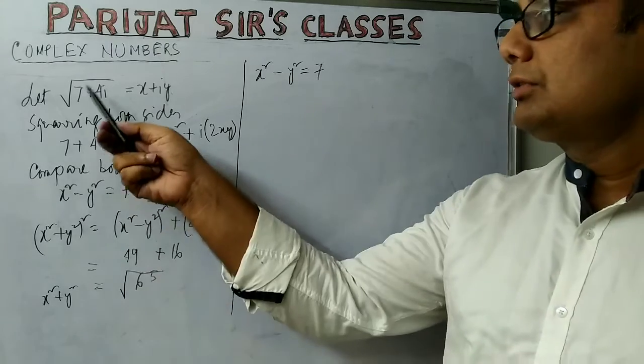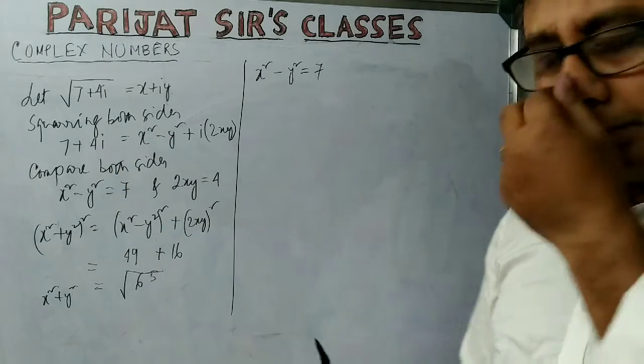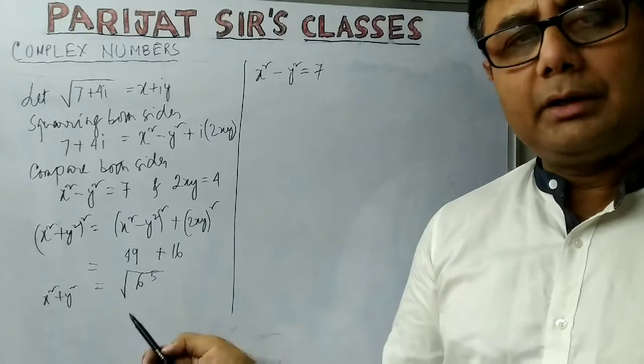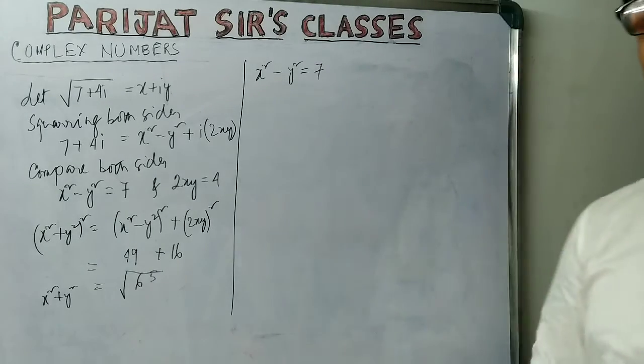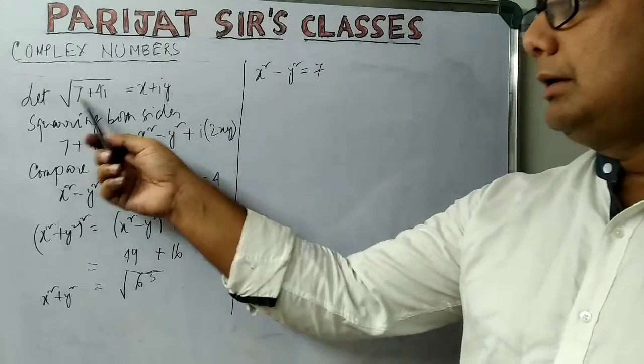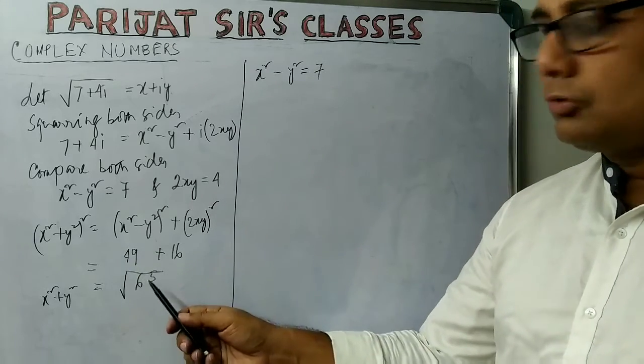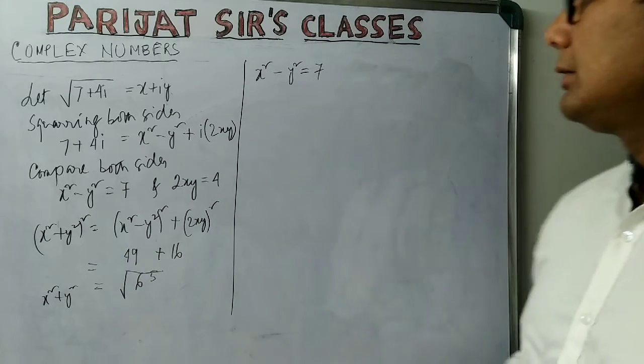See friends, here we took 7 plus 4i. Now you can see that 7 plus 4i, if I do this, it's coming root 65. So which may be a little bit problem to you. So I wanted to show you here with some modification, a number which can give you a perfect square. But anyhow, let's start it.